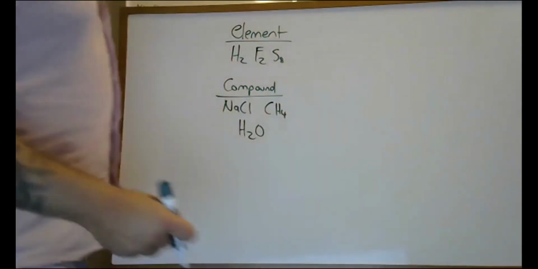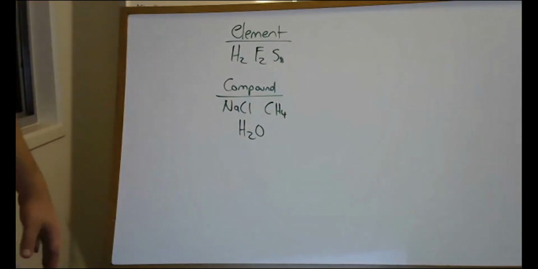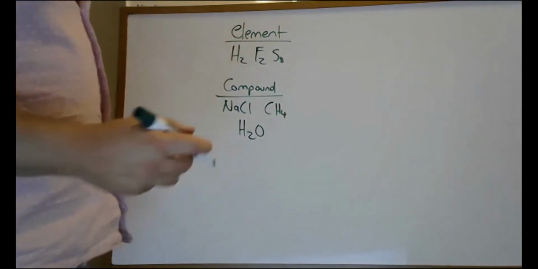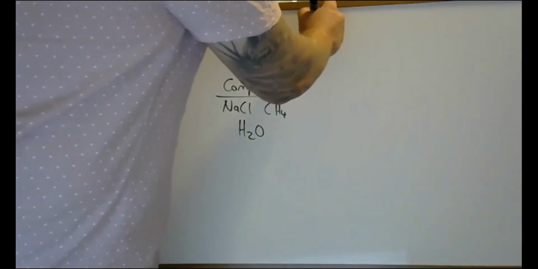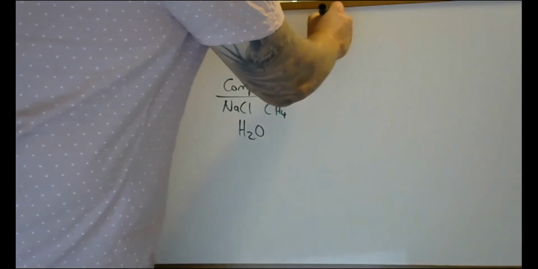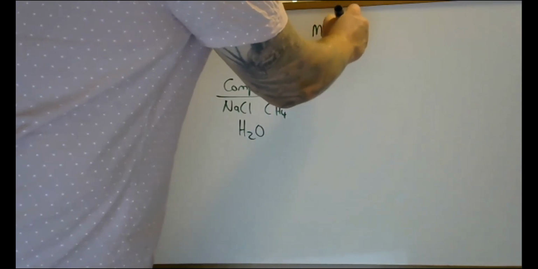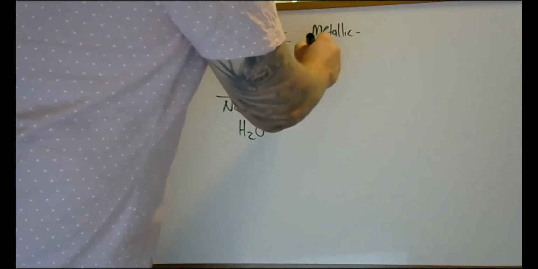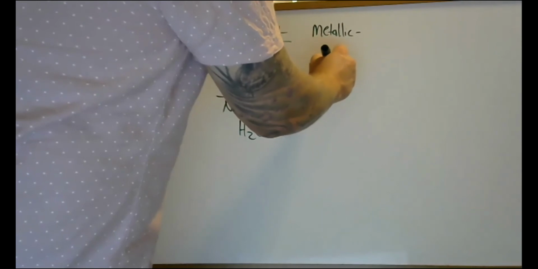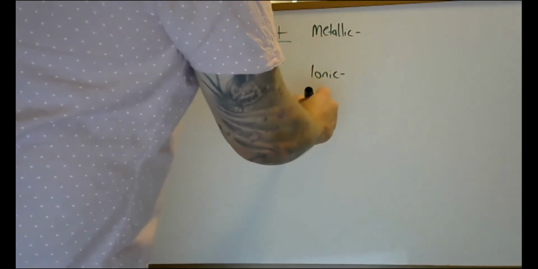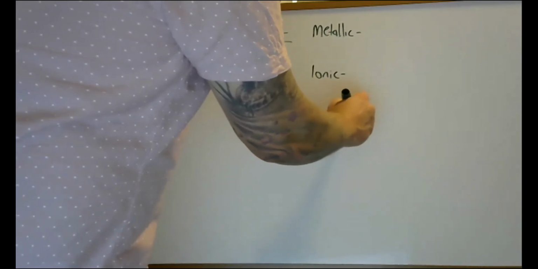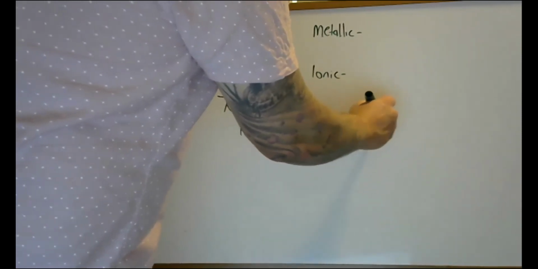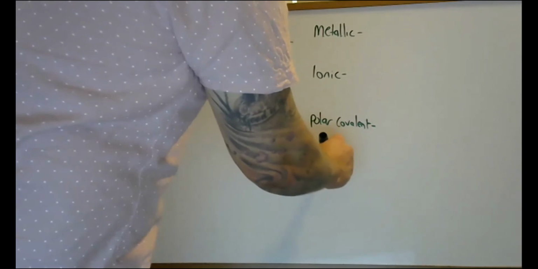So, elements, compounds, and we have 3 different kinds of bonding. Well, actually we have 4. We have metallic, we have ionic, we have polar covalent, and non-polar covalent.